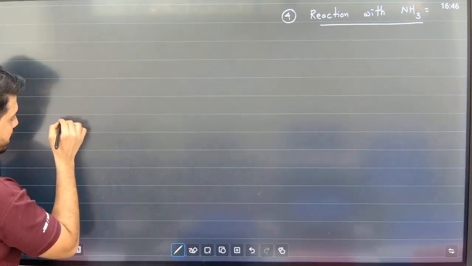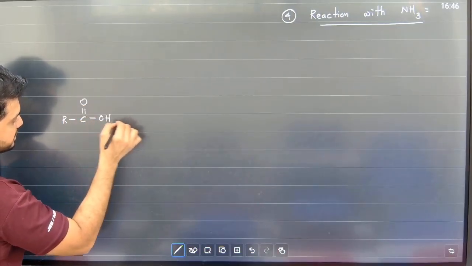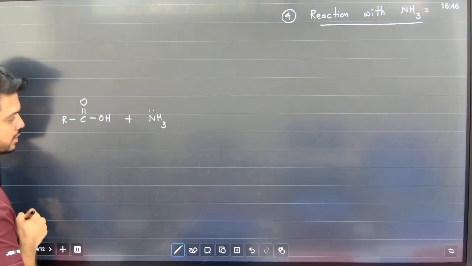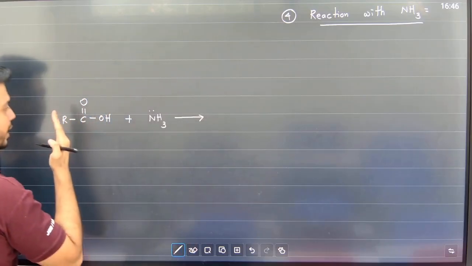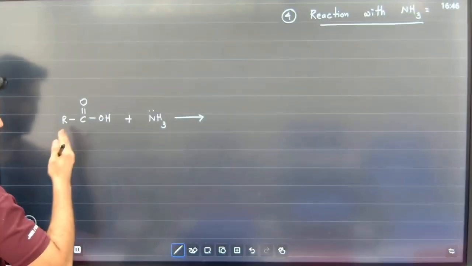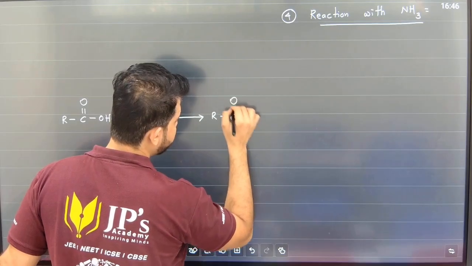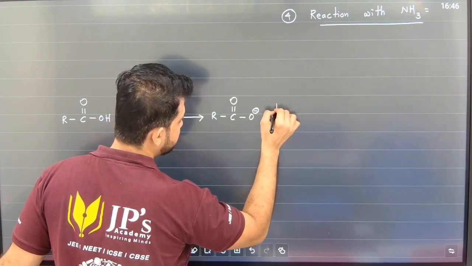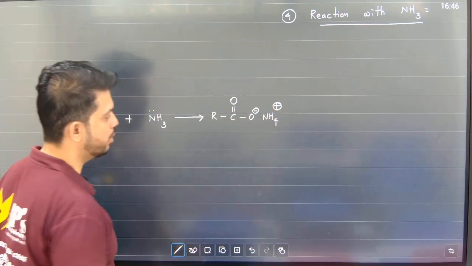So carboxylic acid, as the name itself says, acid, and ammonia we know is a proton acceptor, electron pair donor. तो ये हो गया acid base reaction. Acid base reaction will give us salt. तो हमें ये salt मिलता है. You can say this is ammonium carboxylate.